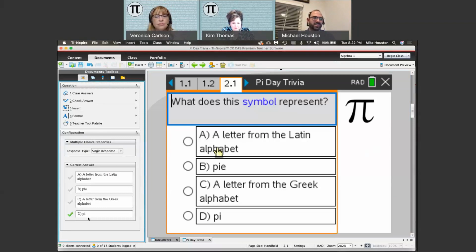A letter from the Latin alphabet, pi as in P-I-E, a letter from the Greek alphabet, and then pi as in P-I. So this was a trick question because it represents pi. It happens to be a Greek letter.